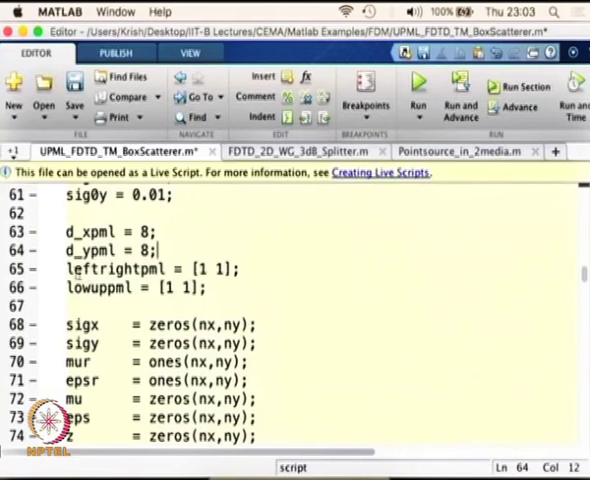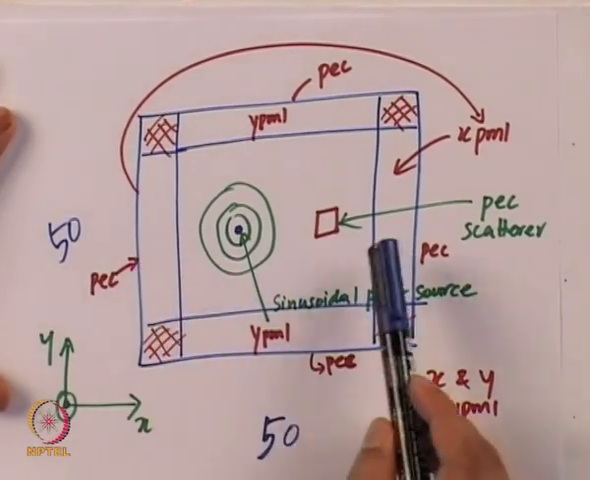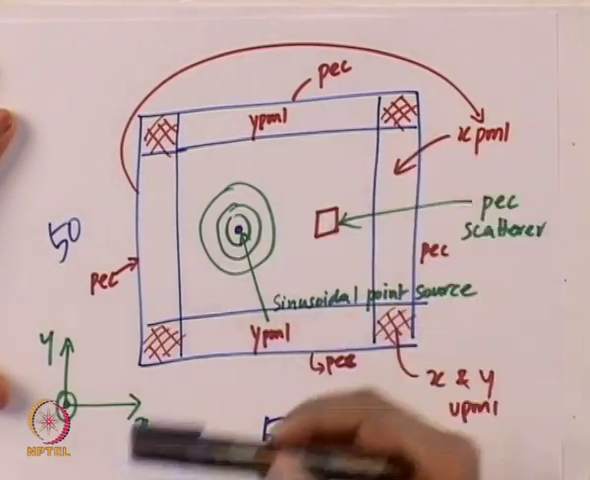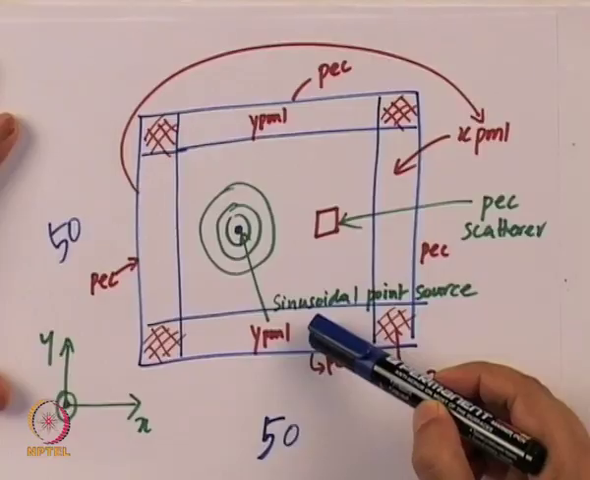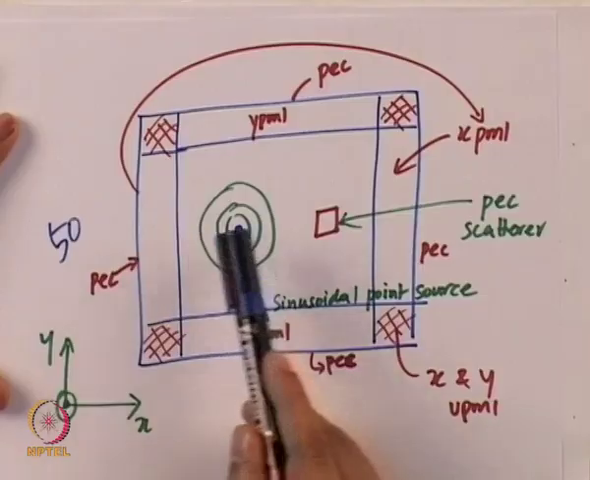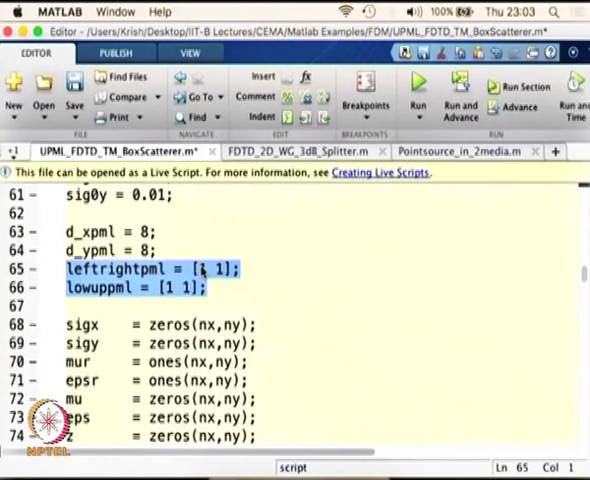So we said there is going to be both the left and right XPMLs. In our problem there is going to be both a left and right XPML, and there is also going to be a low and up YPML. So there is a low YPML and an up YPML, a left XPML and a right XPML. That is the parameter we are describing here. If I put 1 1 1 1, it means all the 4 sides are covered by PML.